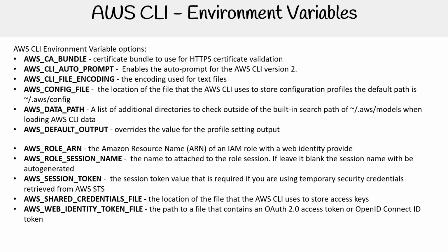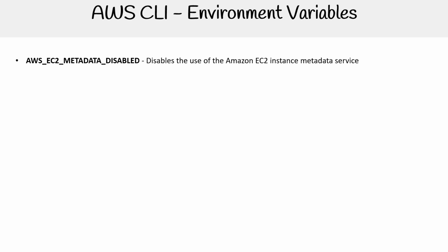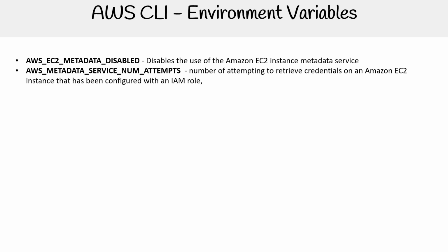We have web identity token file. This is used for OAuth 2.0. We have metadata disabled. This is for EC2 instance metadata when we want to disable the usage of it, or the lookup of it for credentials, I suppose.